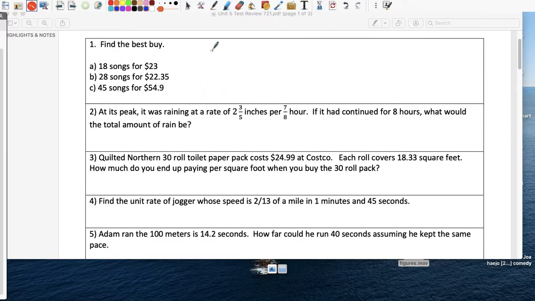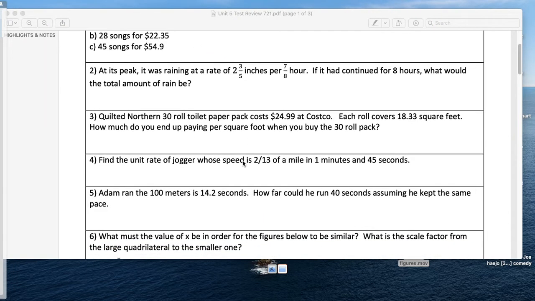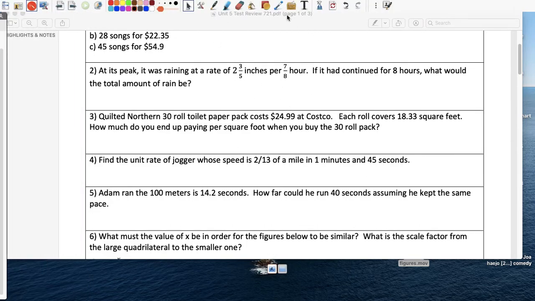This is Quilted Northern 30 roll toilet paper. So if you buy 30 rolls of toilet paper at Costco, let me write that as a fraction here. So $24.99. We get 30 rolls. Each roll, if you unroll it, covers 18.33 square feet. So how much do you end up paying per square foot when you buy the 30 roll pack?